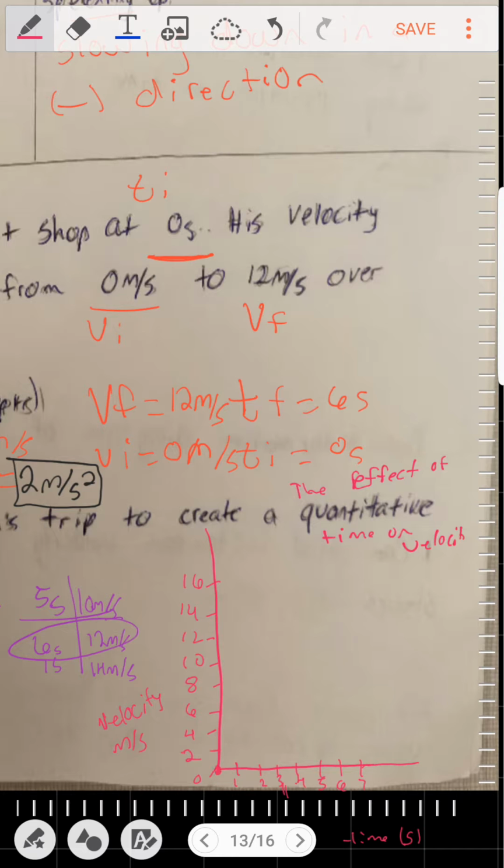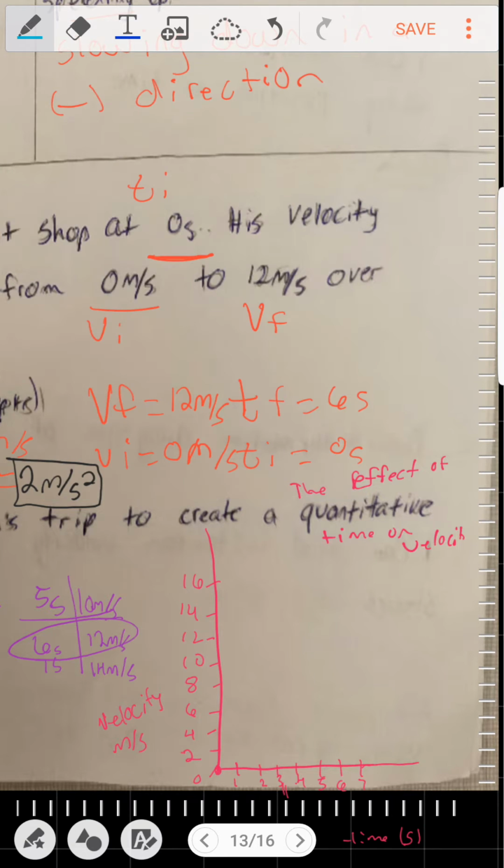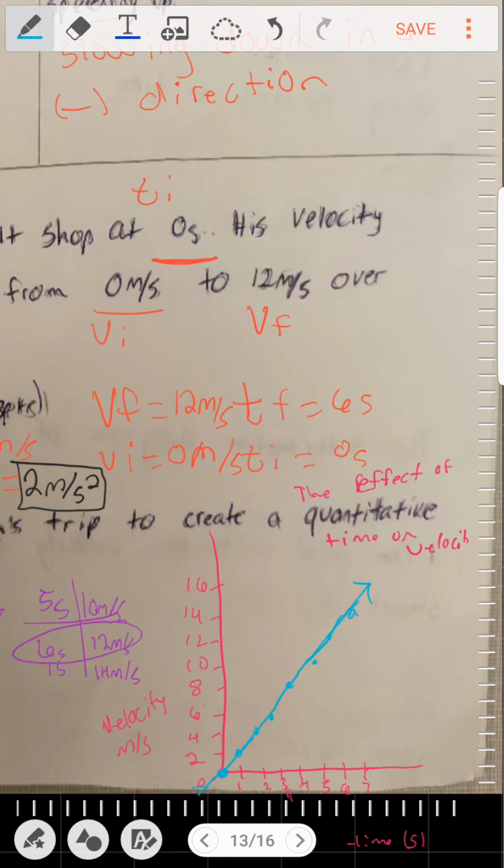So at 0, 0, let's use a different color here so we can see the contrast. So 0 there, and then 1 to 2 meters per second, and then 2 to 4 meters per second, and 3 to 6 meters per second, and then 4 to 8 meters per second, then 5 to 10 meters per second, 6 to 12 meters per second, and then 7 to 14 meters per second. Okay, that's a constant acceleration. That's a pretty acceleration graph. This is not a distance versus time graph. This is a velocity versus time graph. This is not showing my position.